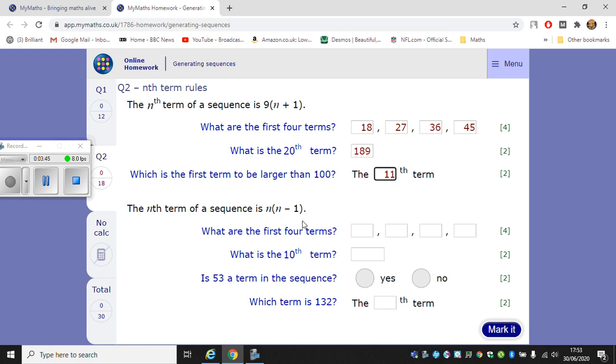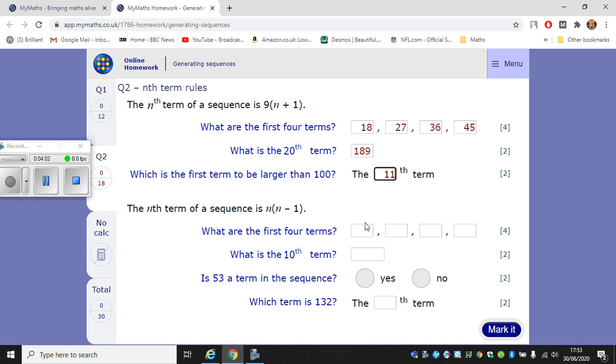The next question is exactly the same sort of idea. I'm not going to run through the whole thing. It should give you an idea how to approach it now, though, just how to start. So I've got a brand new rule here: n outside the brackets and then n minus 1 inside the brackets. What are the first 4 terms?